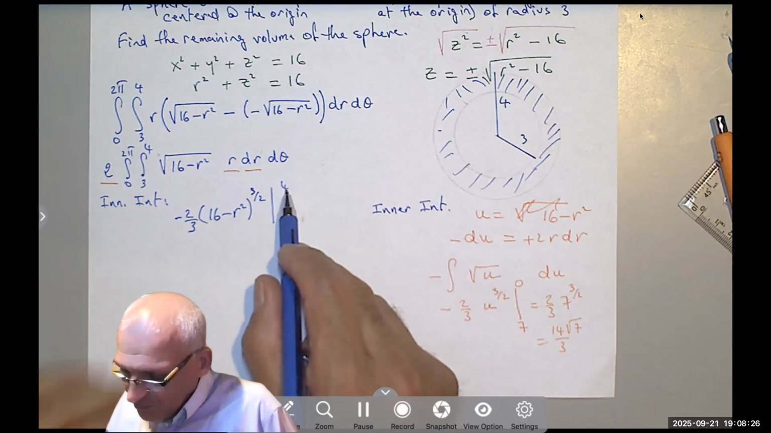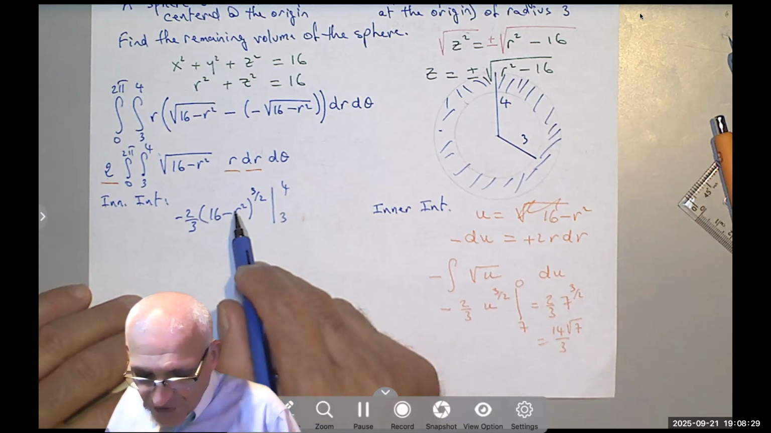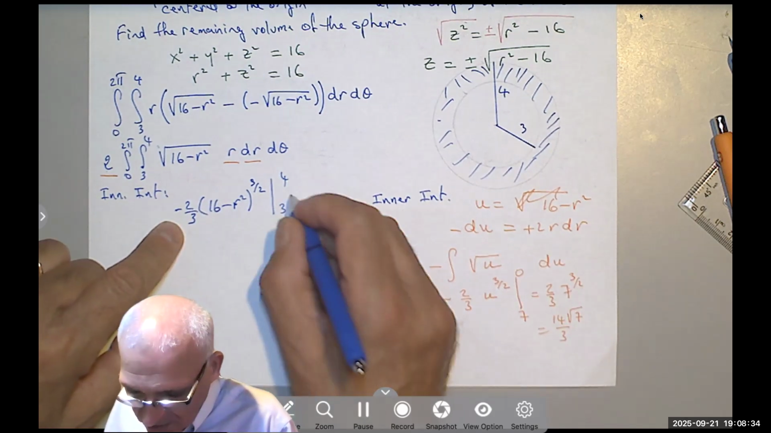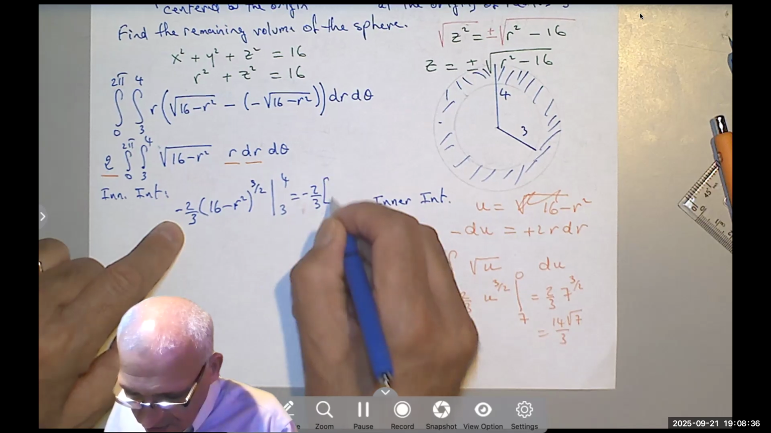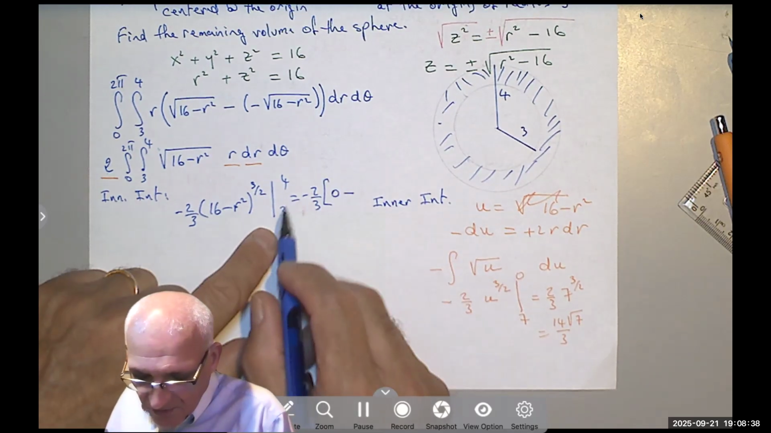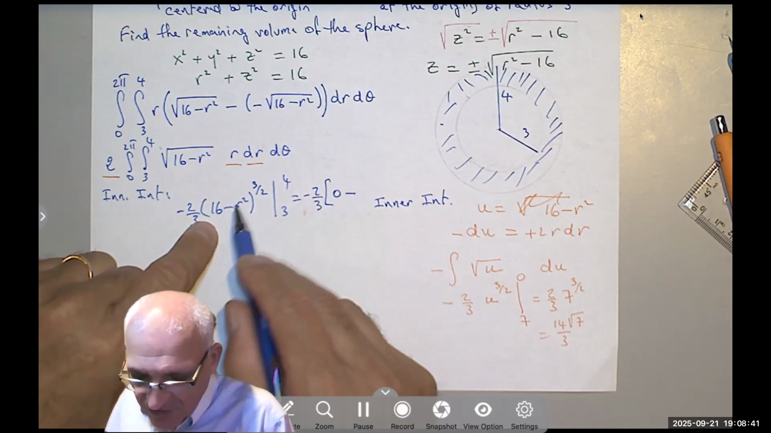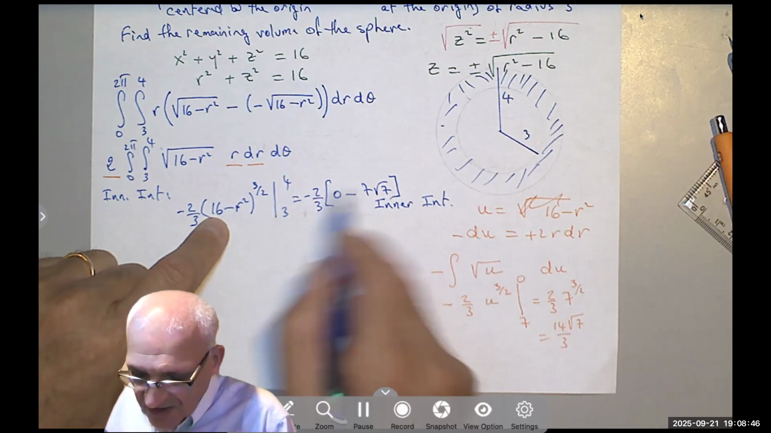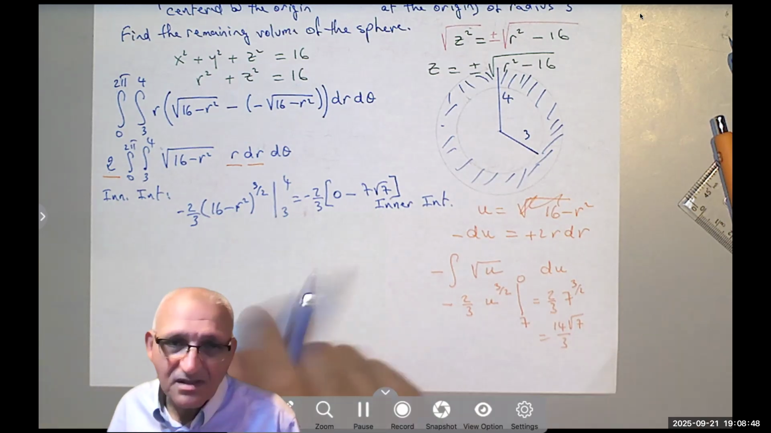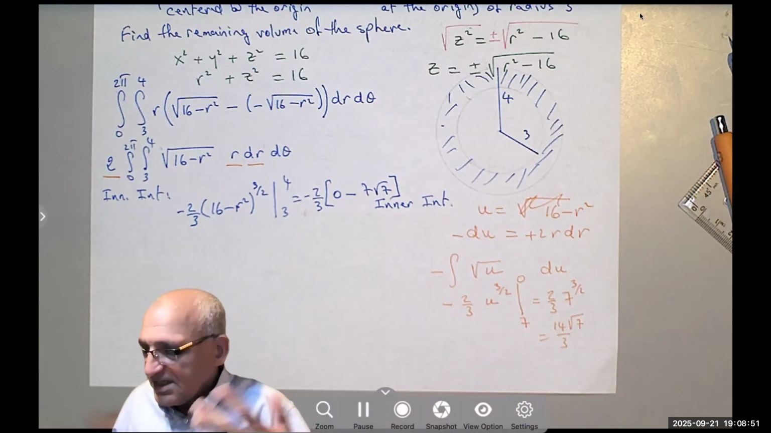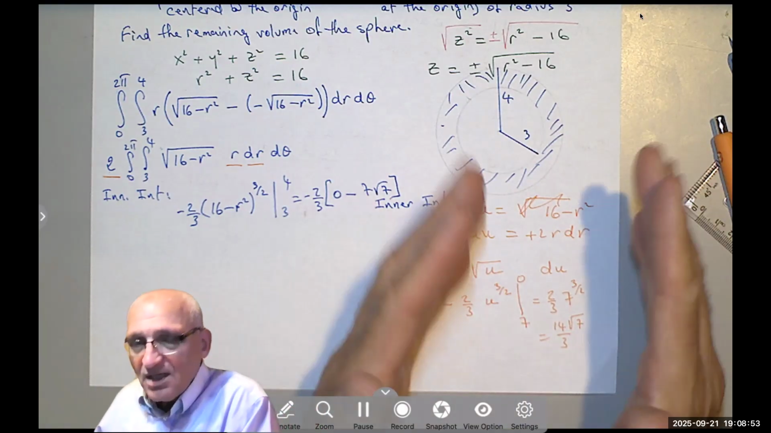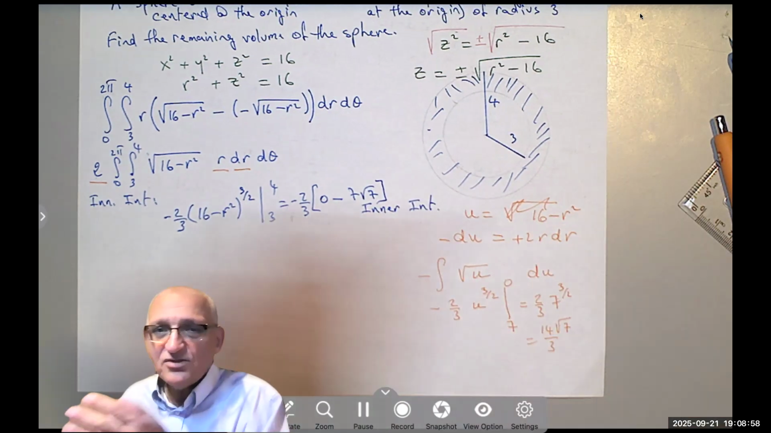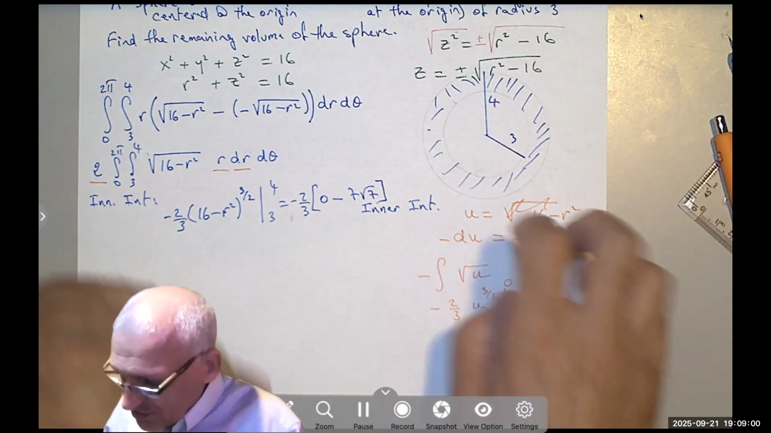Notice that when you get 4, 4 squared is 16, so you get 0. So negative 2/3 times 0 minus, and then when you get the 3, this is 7, which is 7 root 7. Negative times negative is positive, and you get 14 root 7 over 3. It's the same thing. It's really up to you to decide what you want to do. If you remember to change the limits of integration, usually it's easier. Why go back and forth? You can do it right there.